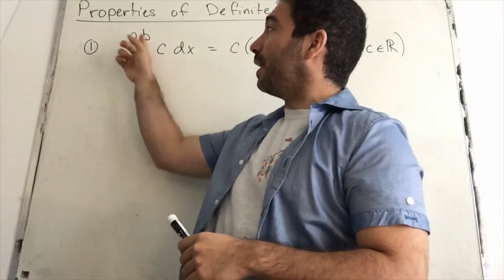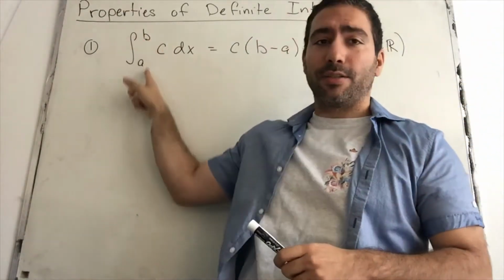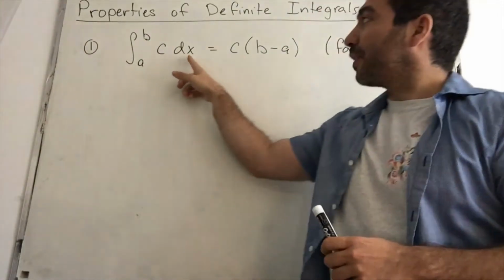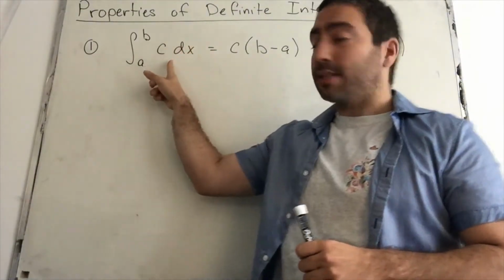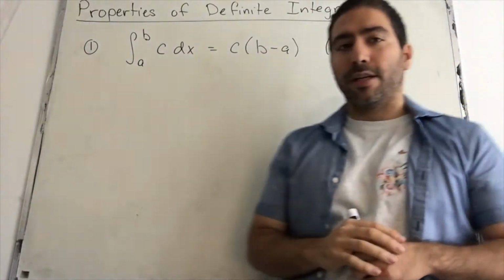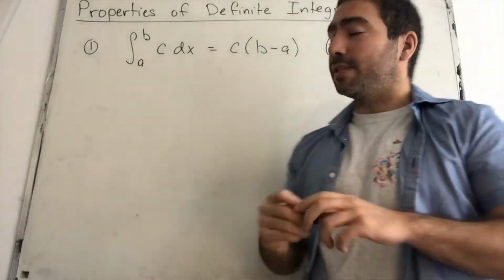It's the fact that the integral from a to b, so it's a definite integral, it's defined at the bounds, of a constant c dx, so we're integrating with respect to x, is equal to c times b minus a for all c in R. So let's go ahead and prove this statement.